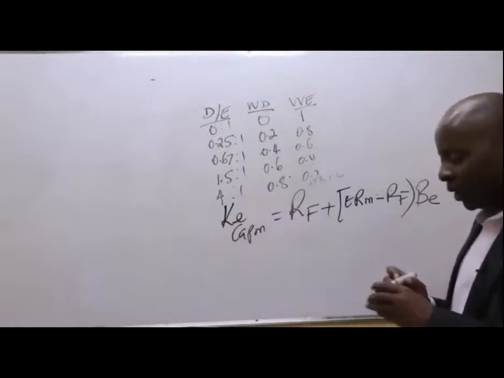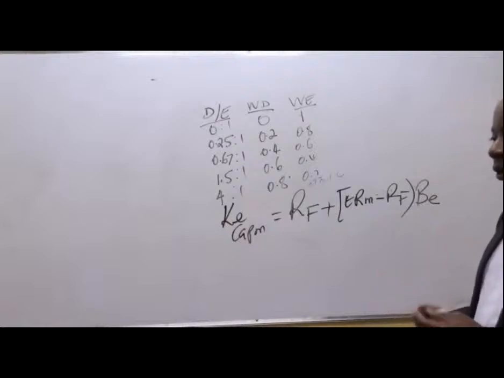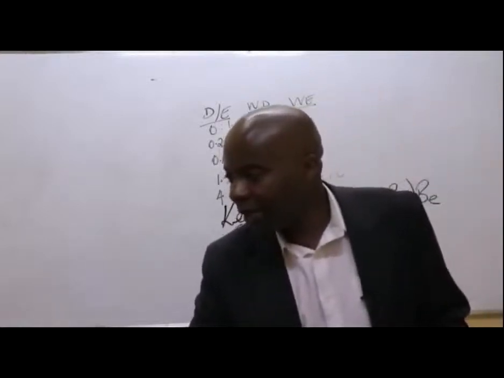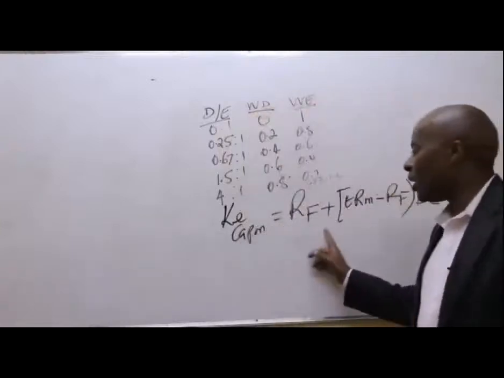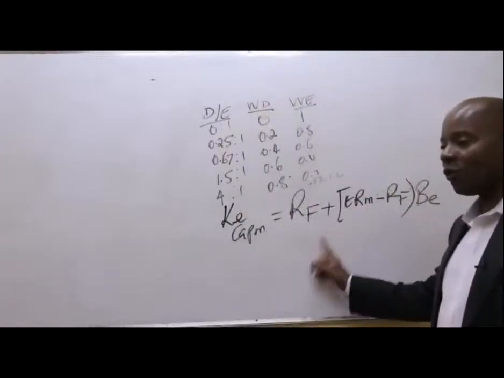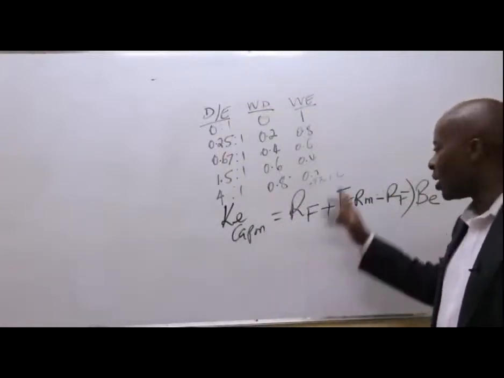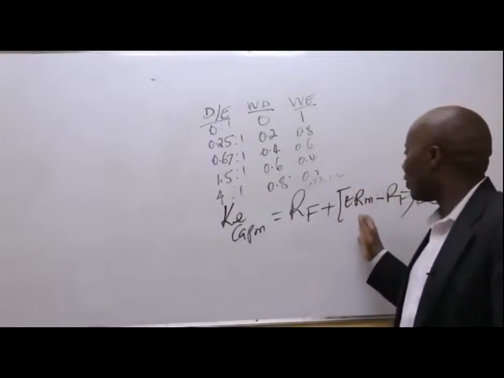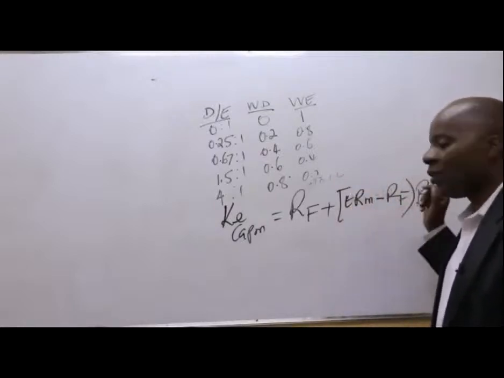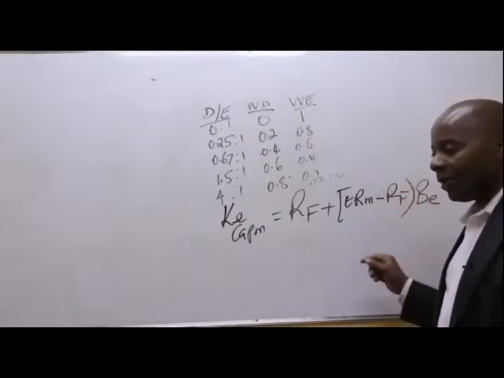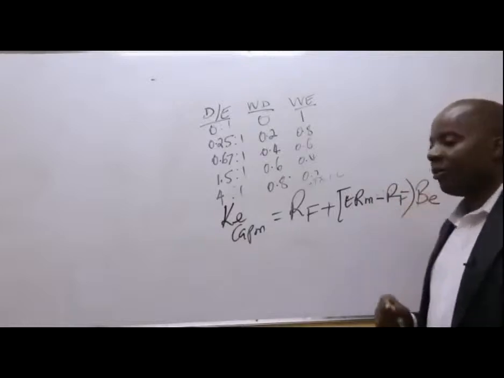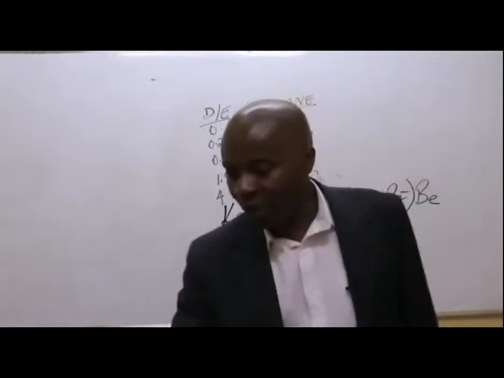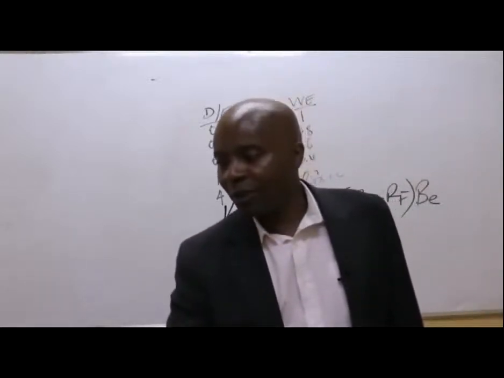Cost of equity under CAPM. Ladies and gentlemen, the formula is here: risk-free rate of return, plus, in brackets, the expected return of the market minus the risk-free rate of return, multiplied by beta equity. Once I've given you the formula, listen to me very well.